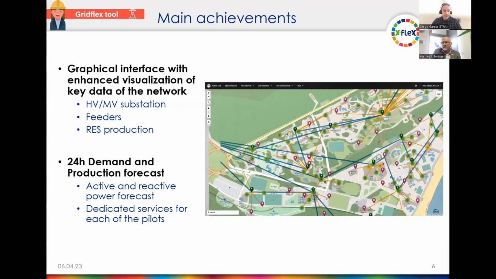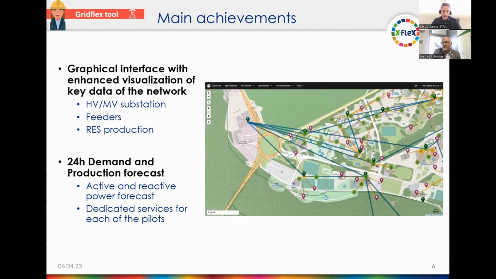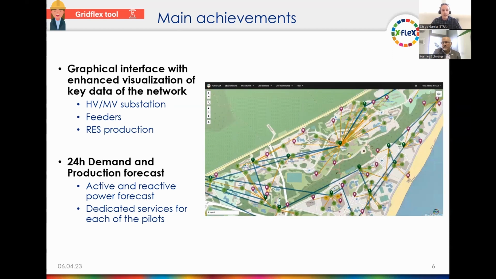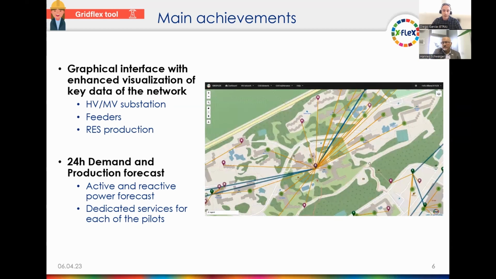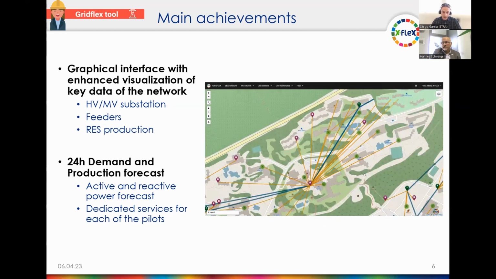And for each of the pilots, we have modeled the specific elements, and we provide specific services for this purpose on each of them. As we also saw, we not only have modeled the topologies in a schematic way, but also in a geographical way, as we can see here for the Albena pilot.